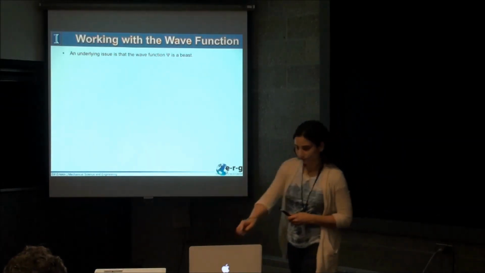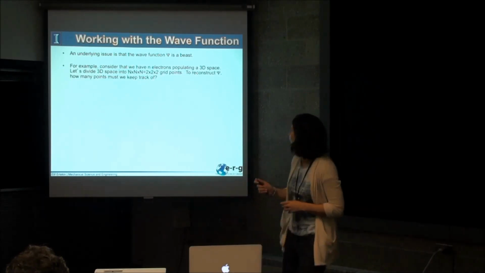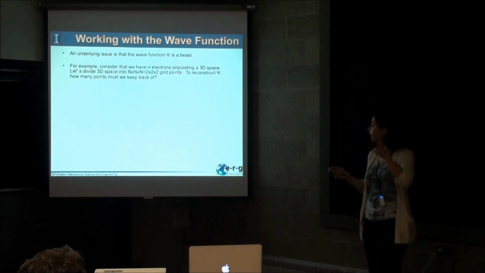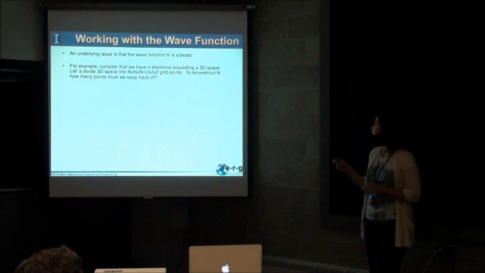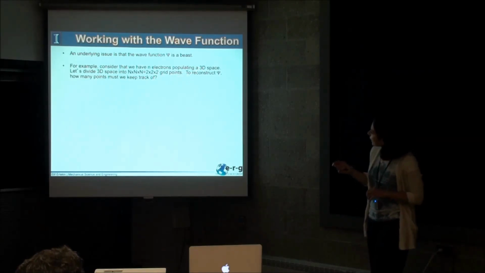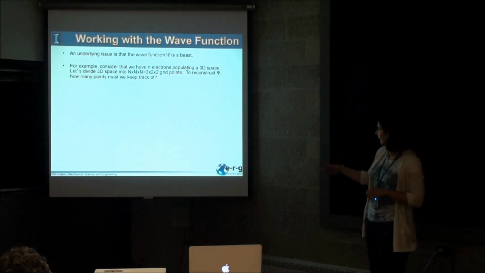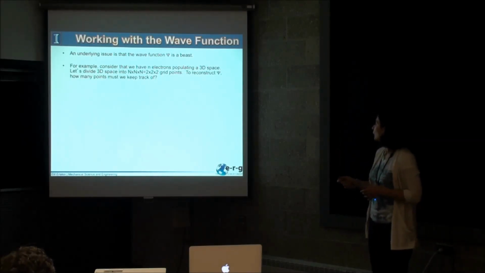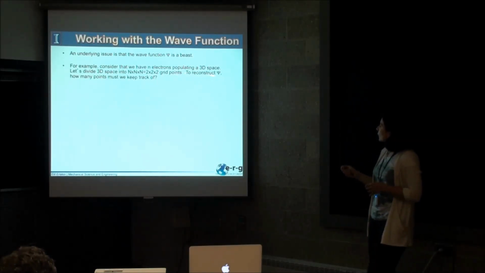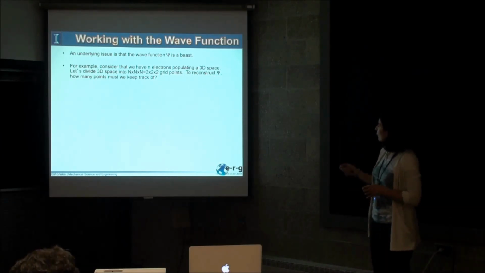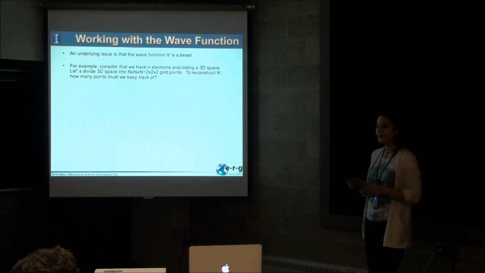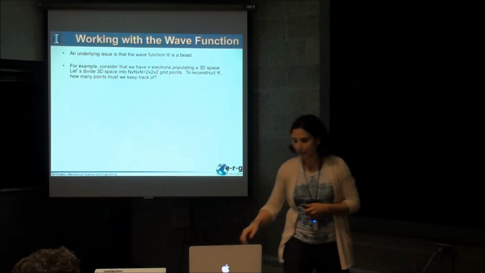For example, let's consider the following possibility. Let's say we have n electrons populating a three-dimensional space. And we're going to divide that three-dimensional space into capital N by N by N, for example, 2 by 2 by 2 grid points. To reconstruct the wave function, which is a function of all the positions of all the electrons, how many points do we actually have to keep track of?